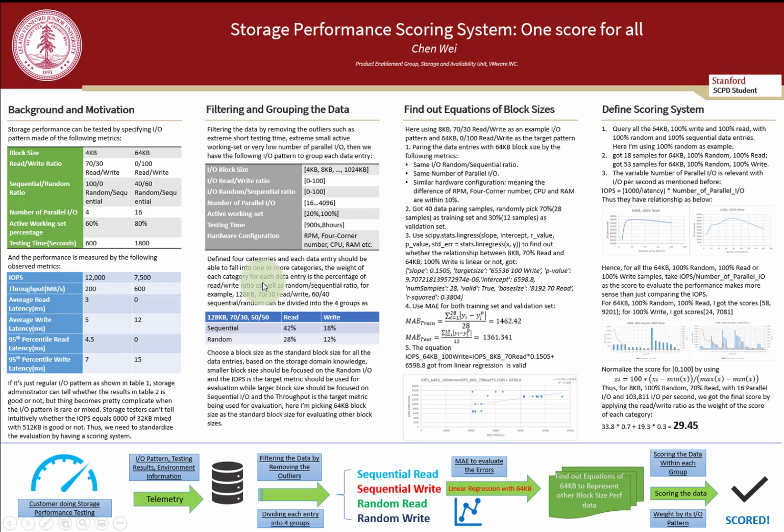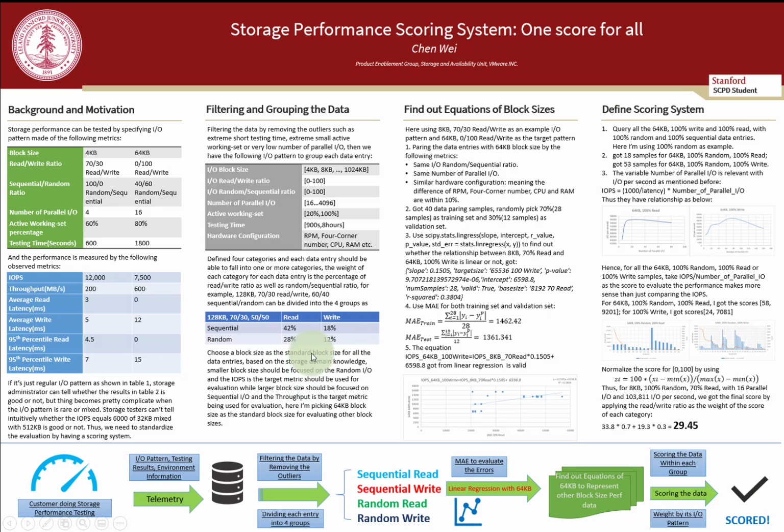As you can see, we grouped our data into four categories. Initially we call them the four corners, from the I/O pattern perspective. It's really easy to see: sequential read, sequential write, random read, random write, which are the four corners or four aspects of our storage pattern. Each storage testing I/O pattern can be divided across those four categories. For example, 128 KB, 70% read, 30% write, 60% sequential, 40% random can be divided into those four corners by using weights or percentages.